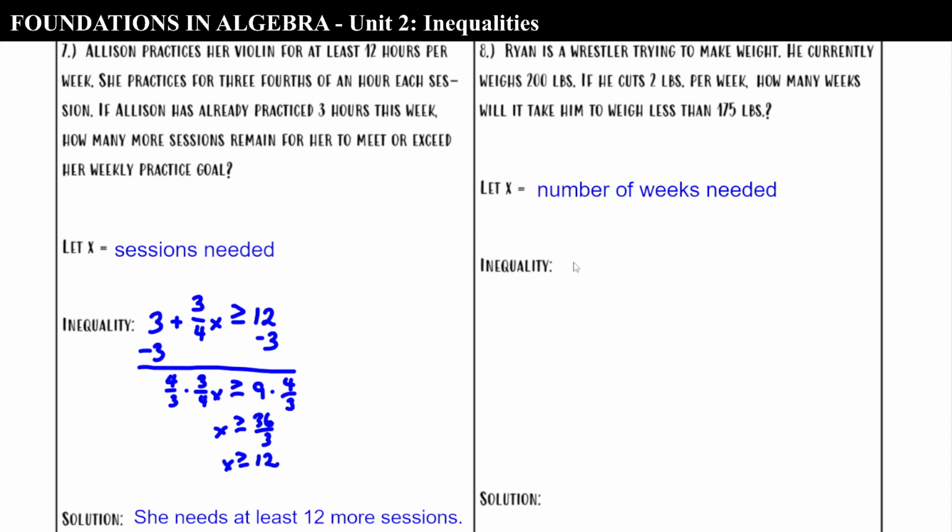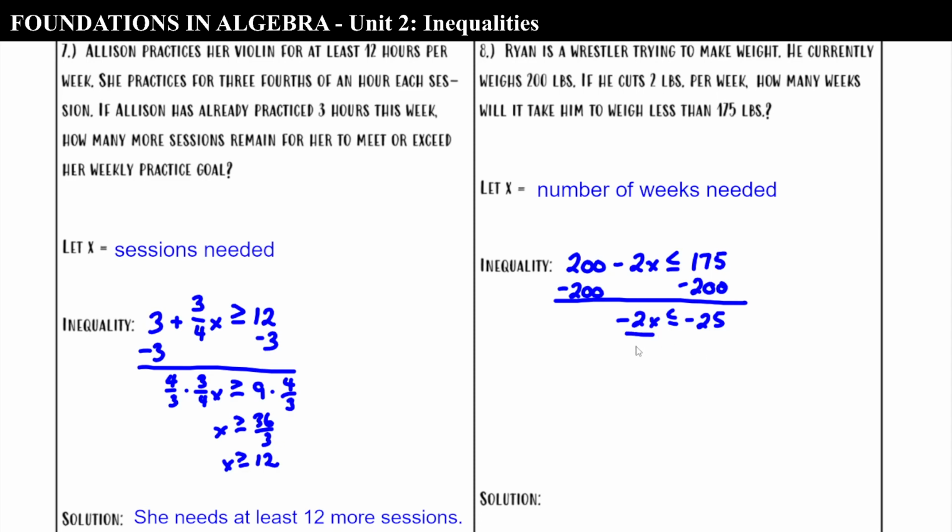He is currently at 200 pounds, and he is trying to drop 2 pounds a week. So 2 times the number of weeks is going to be subtracted from the 200. And once he is at or below 175, he will have met his goal. So we will subtract 200 from each side, and that gives us negative 2x is less than or equal to negative 25.